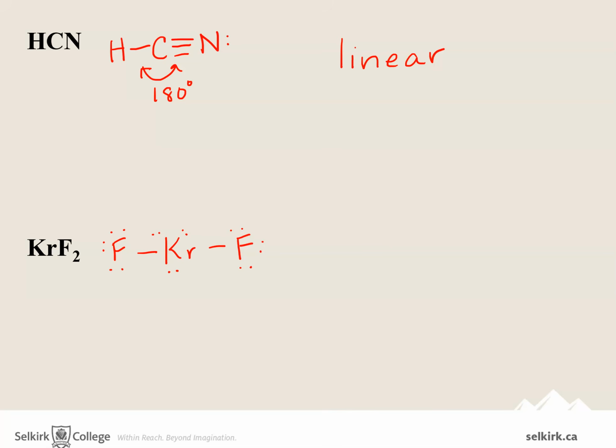I want you to draw it with the right shape, name the electron pair geometry and the molecular geometry because they'll be different this time, and label the bond angle.